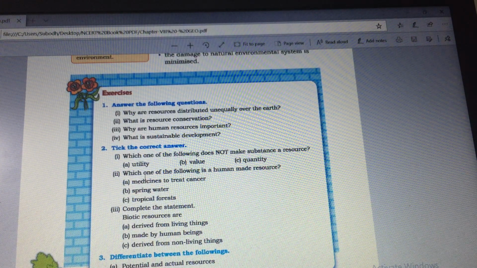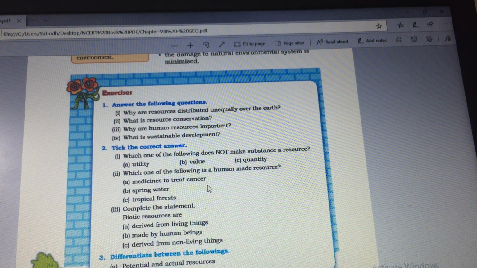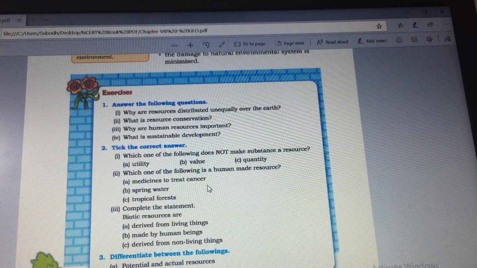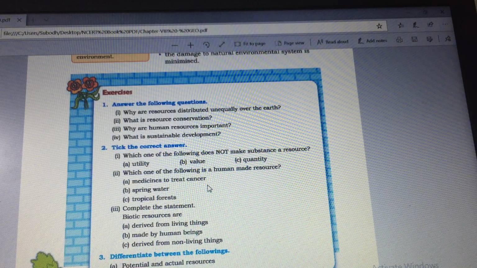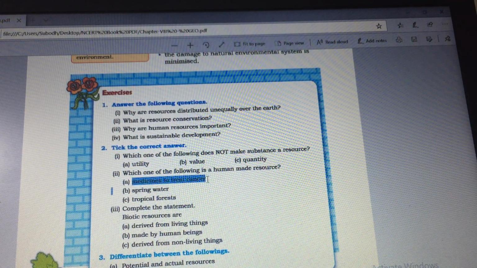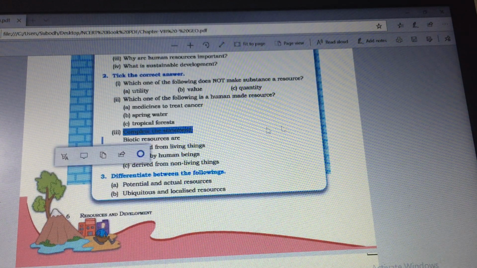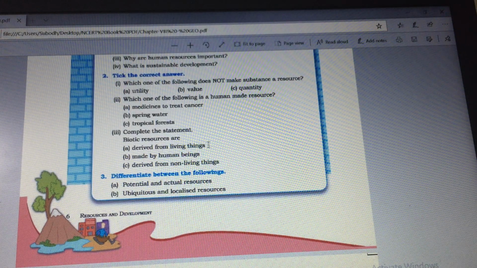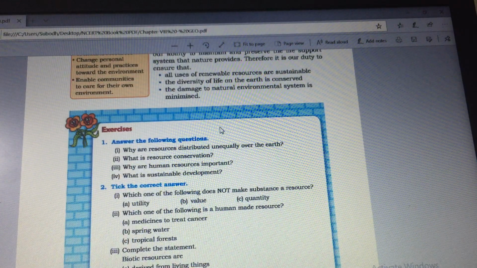Now, second question, which one of the following is a human-made resource? Medicine to treat cancer, spring water, tropical forest. So tell me, which one is a human-made resource? Obviously the first one. Medicine to treat cancer is a human-made resource. Next, complete the statement. Biotic resources are derived from living things, made by human beings, derived from non-living things. The answer is derived from living things. So these are the book exercises.